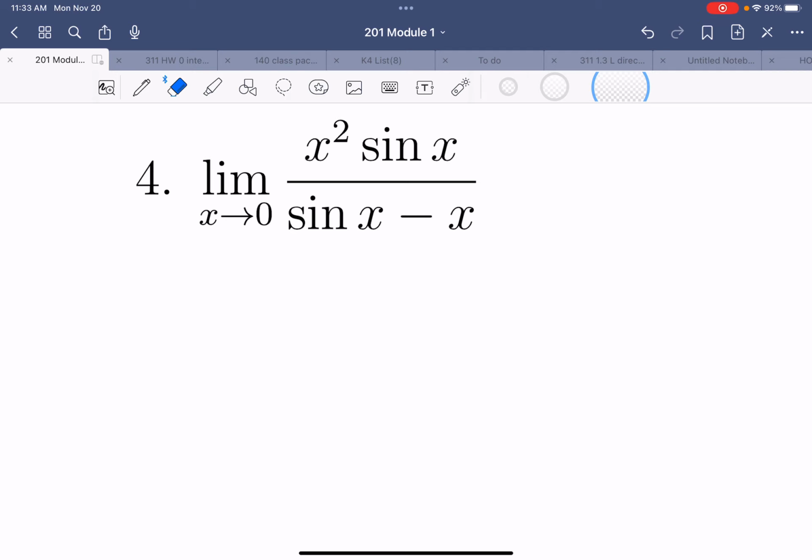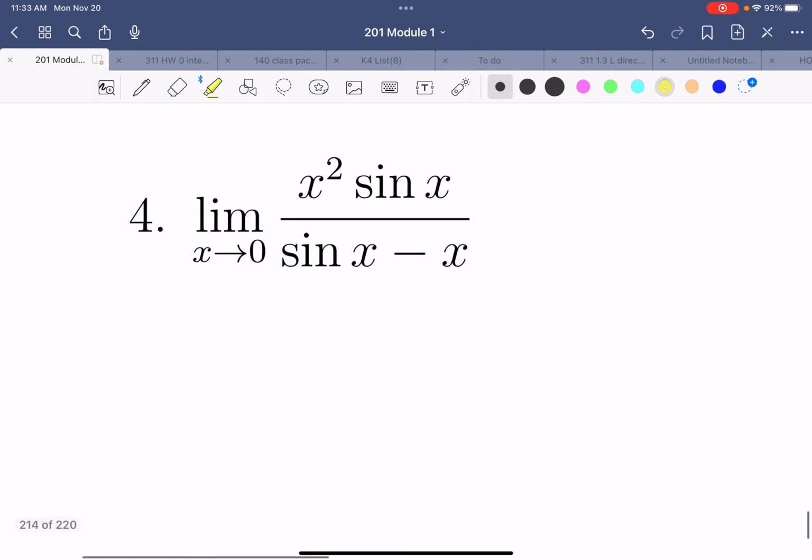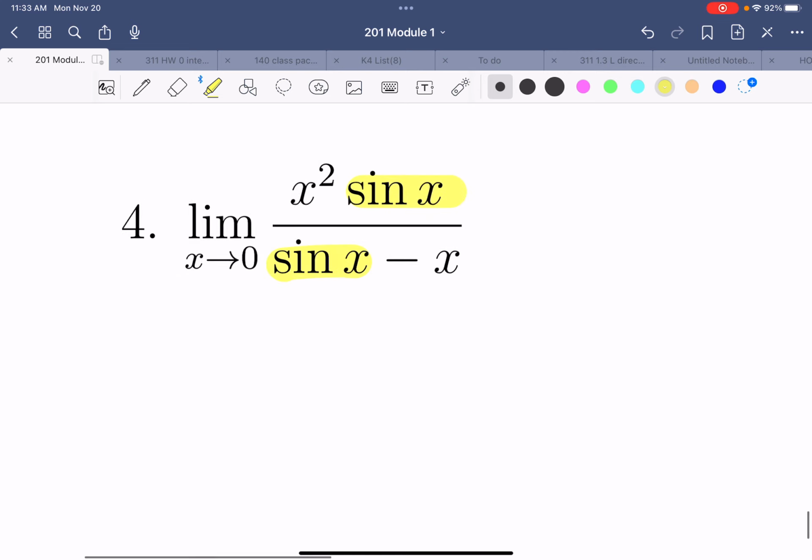Now, there's a couple of things that we could do here. I paused because I saw, hey, guess what? There's a sine x sitting right here. If I multiply the top and bottom by 1 over sine x, I bet I could make some of that cancel. But that still may not help me. So we're just going to jump in here and use L'Hopital's rule if we can.